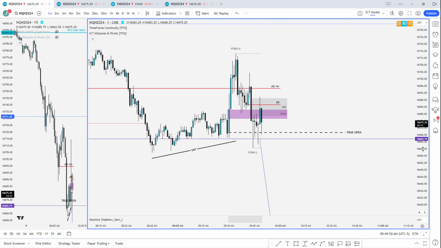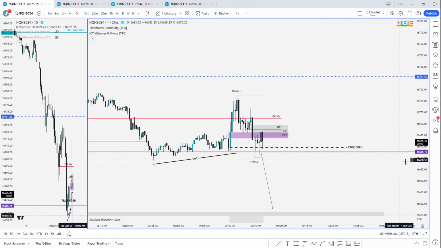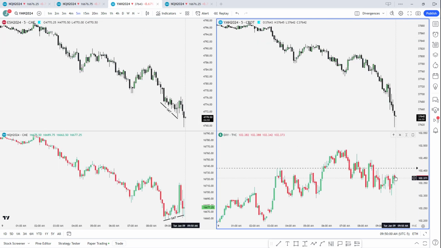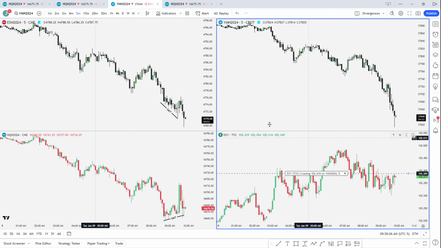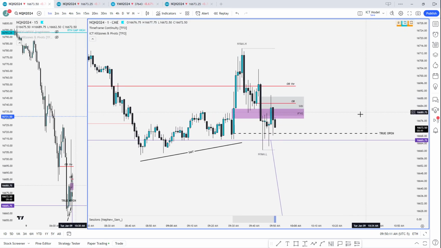So here's the macro time. Make sure ES should be selling off from their gap. DXY, I still want to see it continue up off the relative equal highs there and all the way, preferably to the 7 a.m. high.